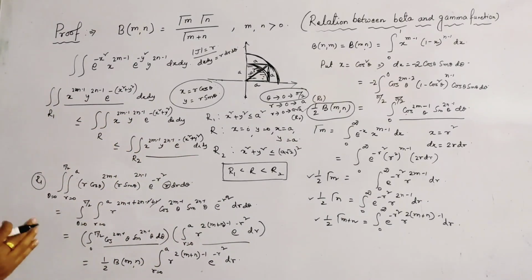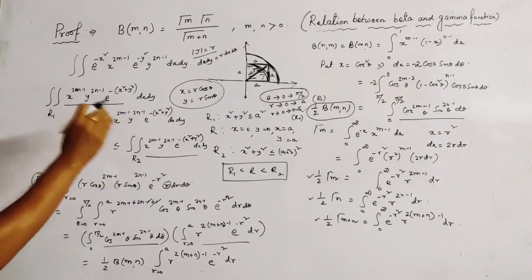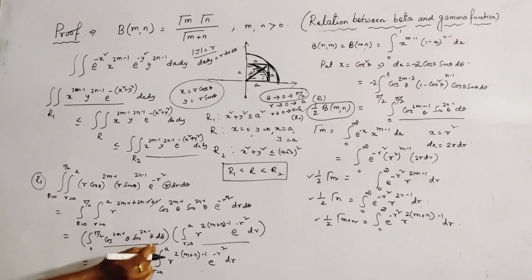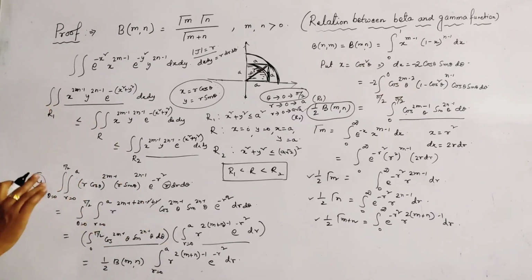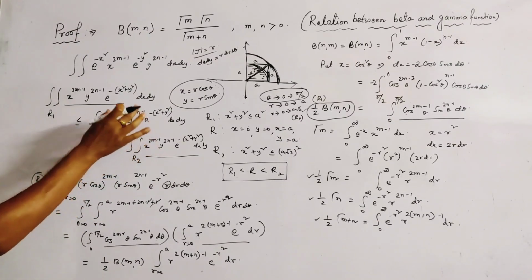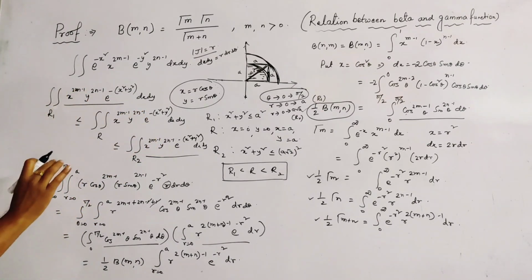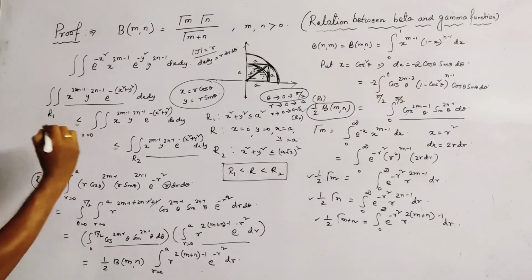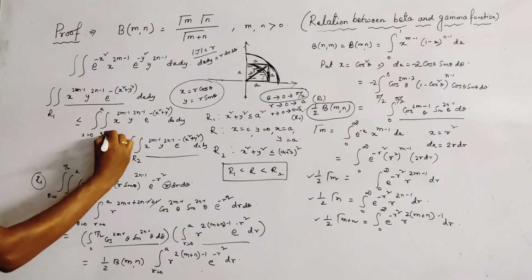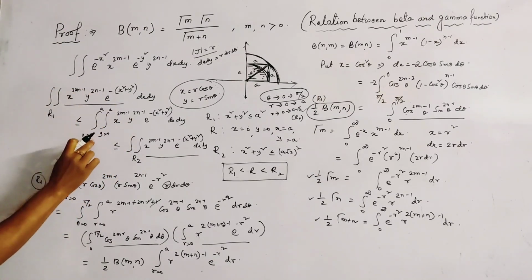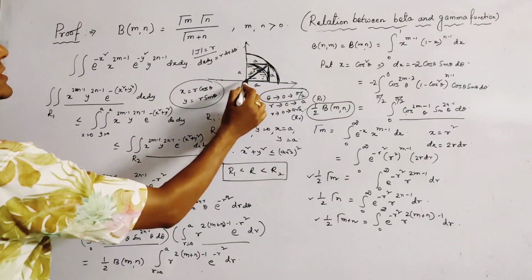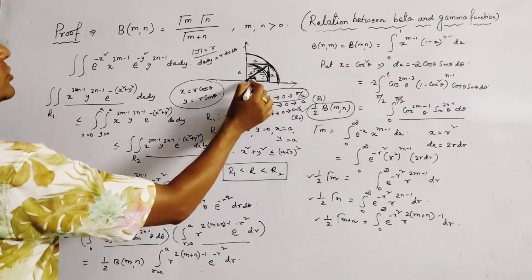Similarly, if we calculate the right side integration, it is the same, and the only change is that r goes from 0 to a root 2, not 0 to a. The middle integration is the same, but the range of integration is x from 0 to a and y from 0 to a, because this region is a square region and both ranges are constant, x from 0 to a and y from 0 to a.